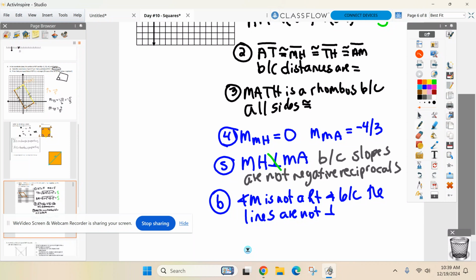And going back to Gage's point, you don't have to do this 3 other times, right? A square has all right angles. One of them's not. Guess what? Math's not a square.